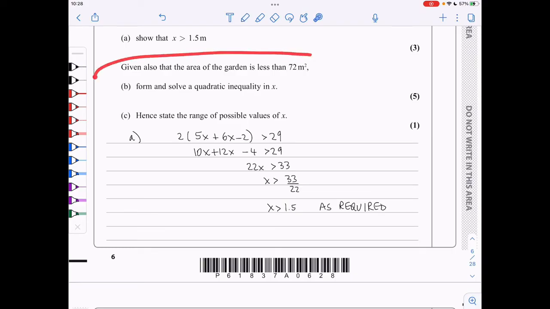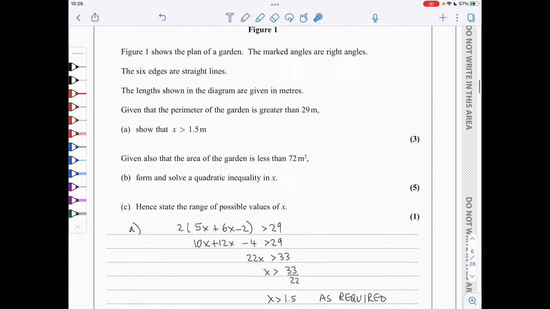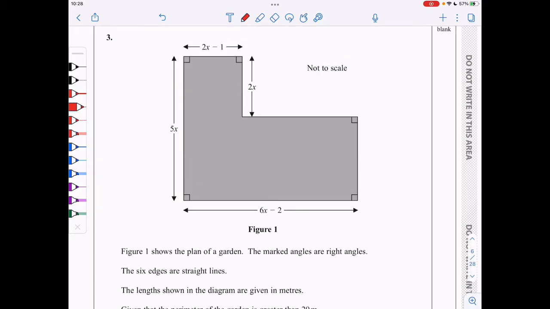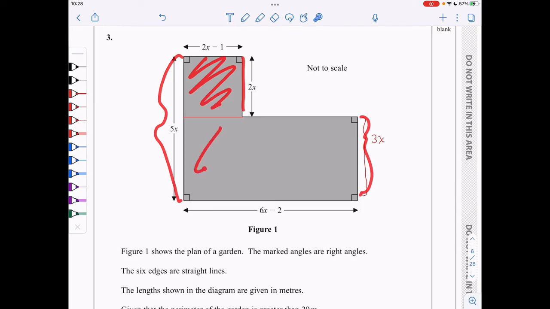Given also that the area is less than 72 square meters, we need to form and solve a quadratic inequality in x. So I could actually consider a straight line here to split it into 2 rectangles. It's easy to see that this should be 3x because I've got 2x and all of this is 5x. So it must be the case that this is 3x. And if I add the 2 areas here, I should be finding the total area.